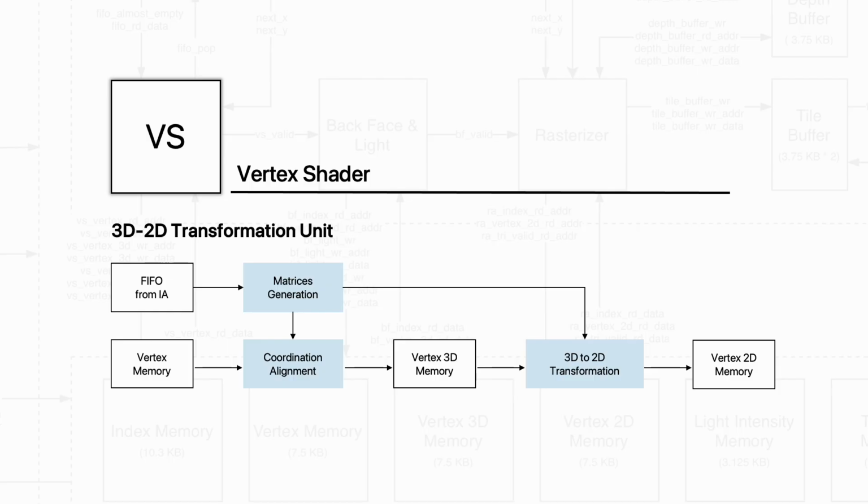After IA receives all necessary settings for one frame, the vertex shader will start the vertex transformation. It first constructs the matrices using the parameters from IA. One of the matrices is for aligning the object, camera, and light to a unified global 3D coordinate, while the other one performs the actual 2D projection and screen space mapping. Vertex shader retrieves all the model vertices from the memory and applies matrix multiplications to transform them.